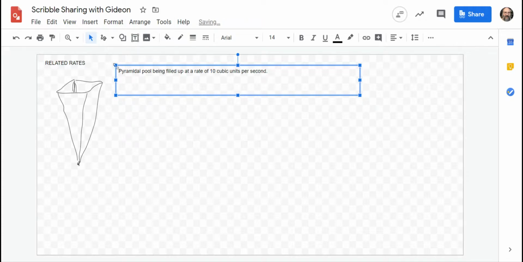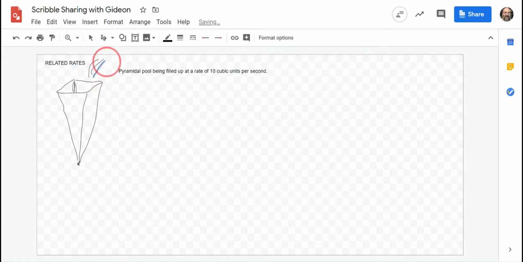So that means we've got water pouring in at a pretty decent rate. Going in there, and then 10 cubic units per second in. That's what the down arrows are about. So they've given you a rate. That's not very surprising because this is a related rates question. If the question is not labeled related rates, this idea of being given a rate might make you start thinking, oh, maybe this is a related rates question.